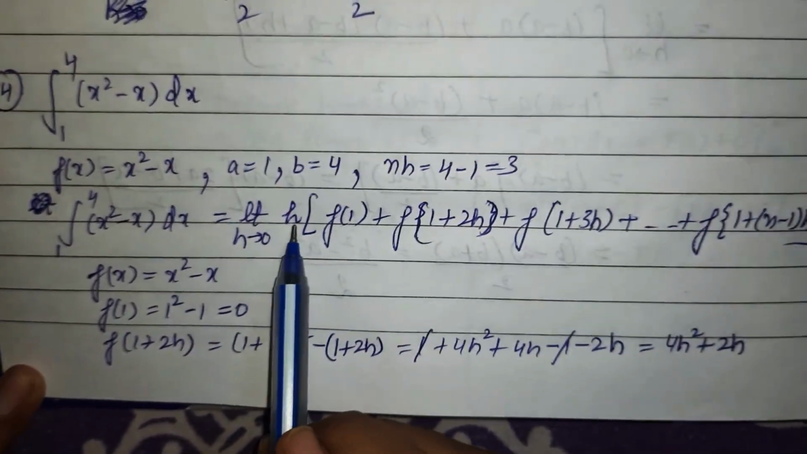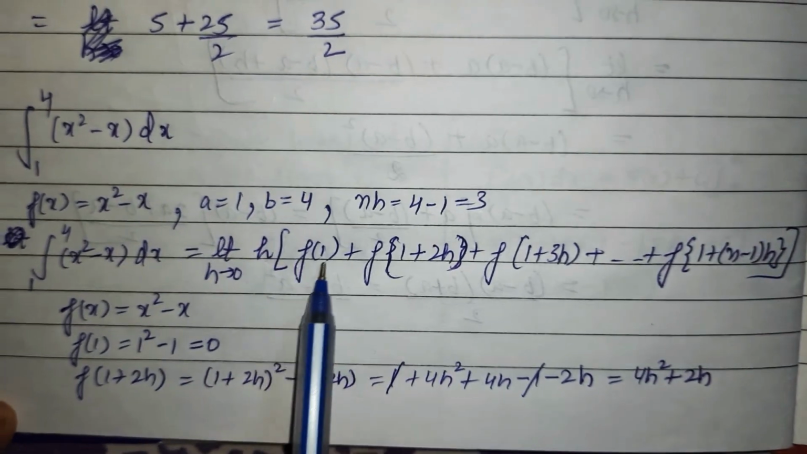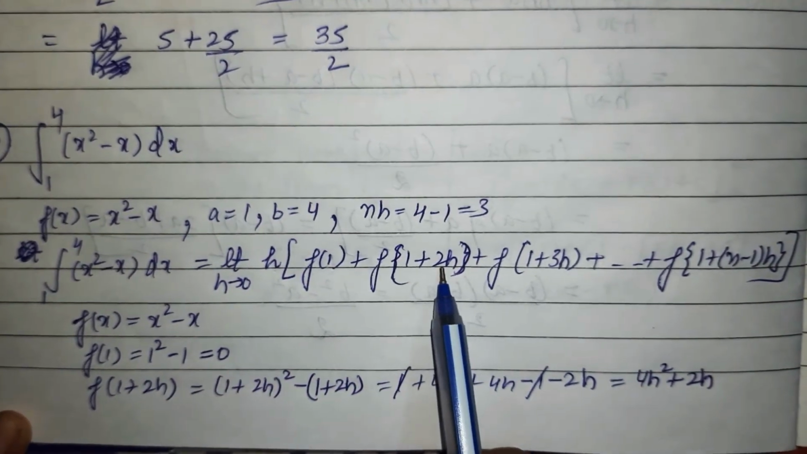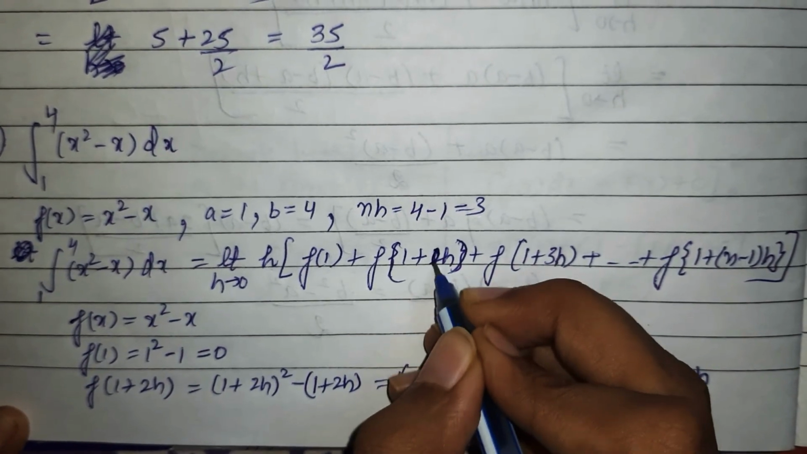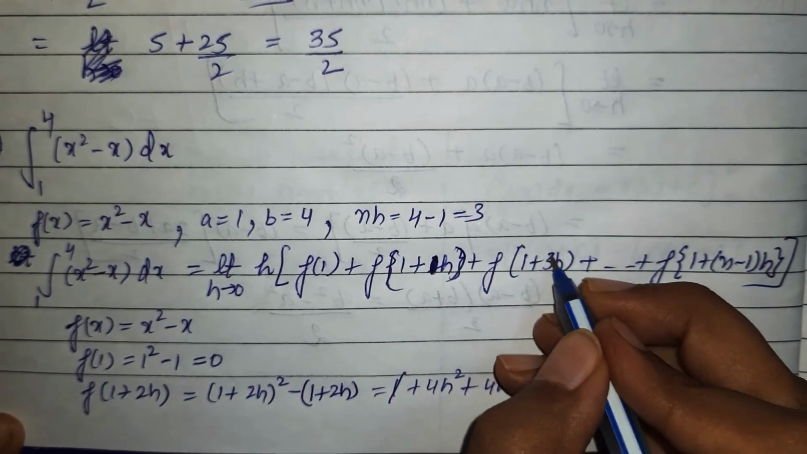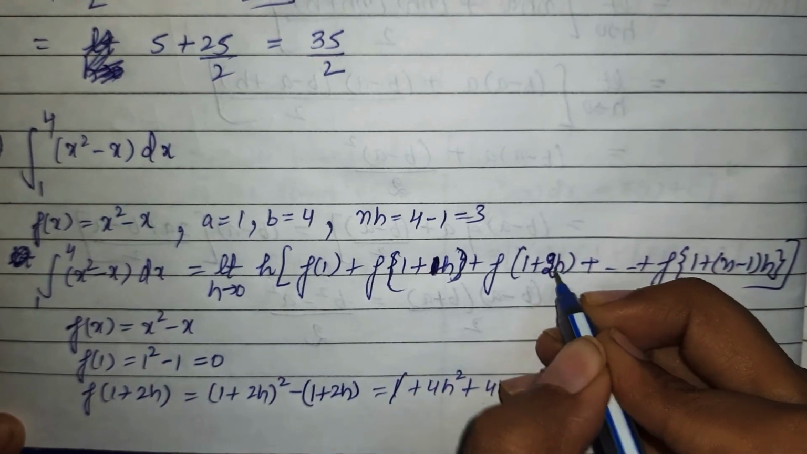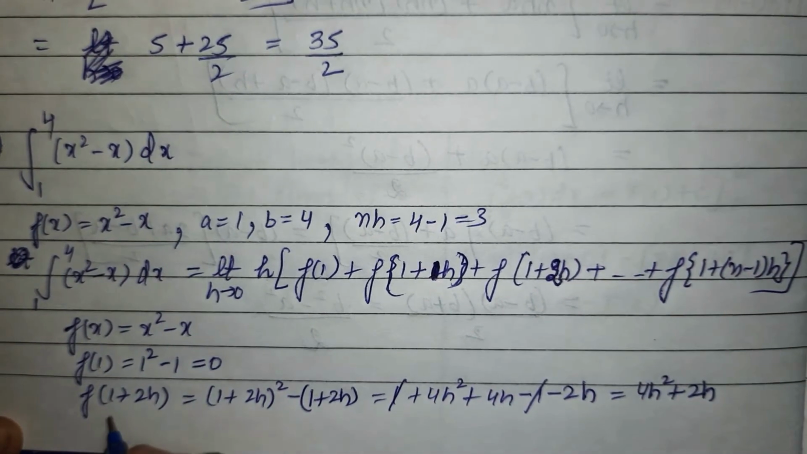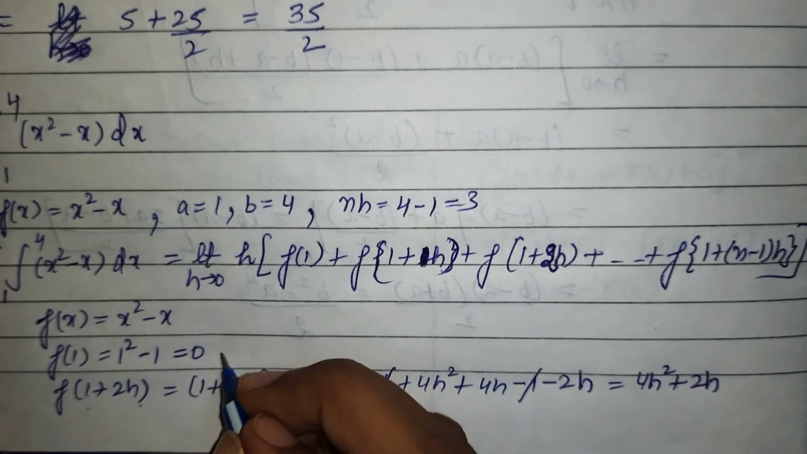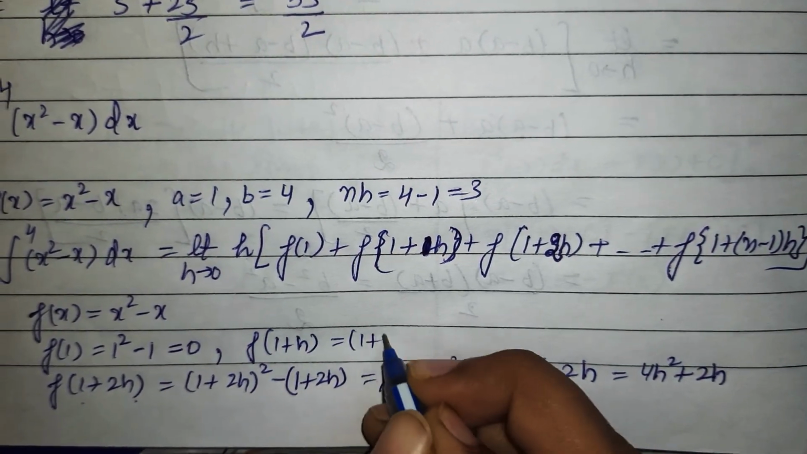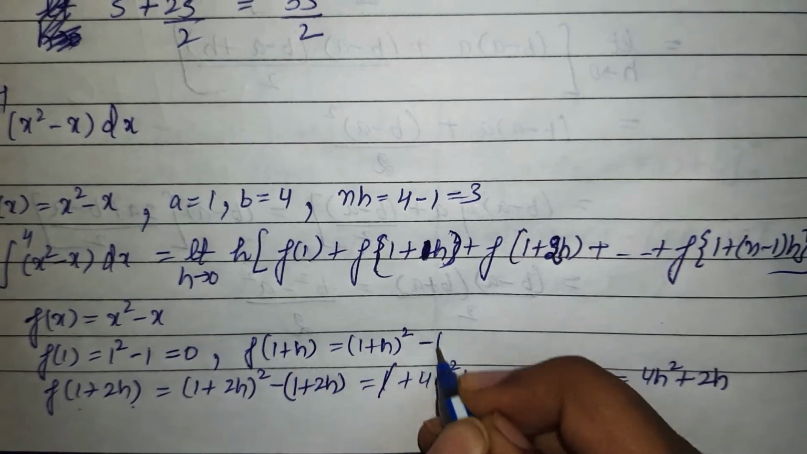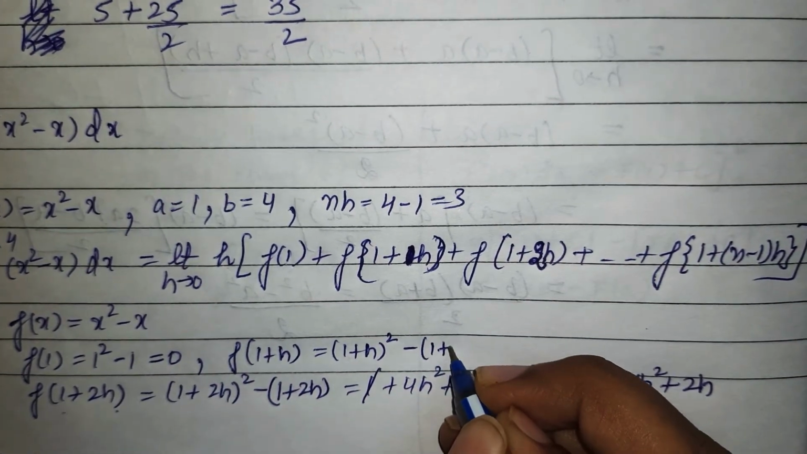Limit h tends to 0 h. f of a is 1. f of a plus, yes. Here is the mistake. We need to write f of a plus h. That's why I am getting 3. So this is the mistake. 1 plus 2h I have already calculated. So f of 1 plus h is 1 plus h square. So this is the mistake. That's why we are not getting 1 square minus 1.